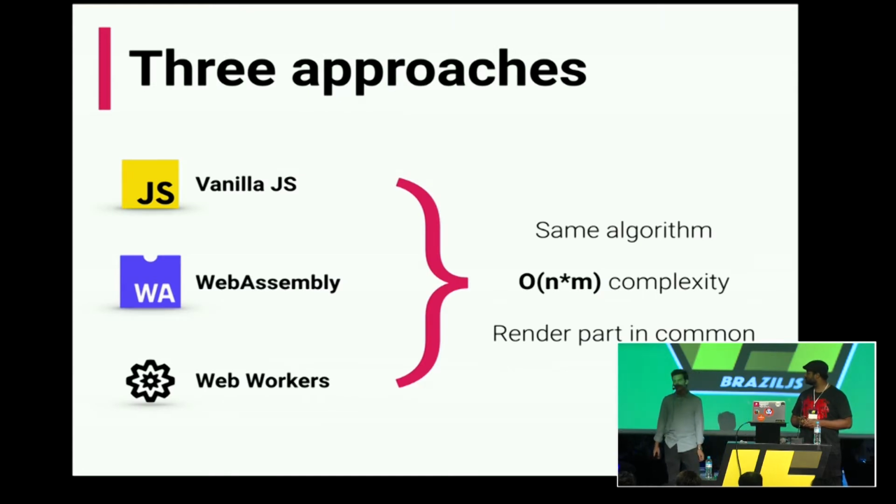So, the structure of the project was written in plain JavaScript. And we decided to calculate the next state using 3 different approaches: VanillaJS, WebAssembly, and web workers. The time complexity of the next state calculation algorithm is the same for the 3 approaches. It's O(n times m), in which n and m are the dimensions of the matrix. Since the render part and all the other code that wraps the project is exactly the same for each implementation, we will not consider that in our measurements.